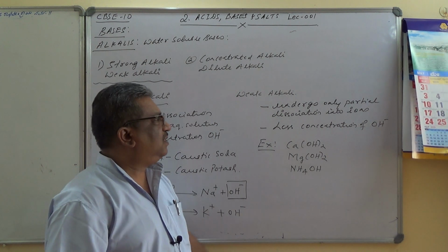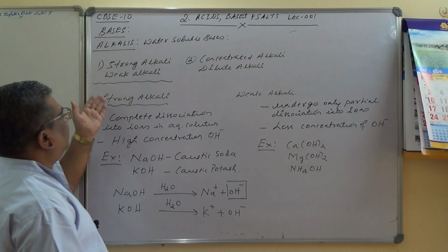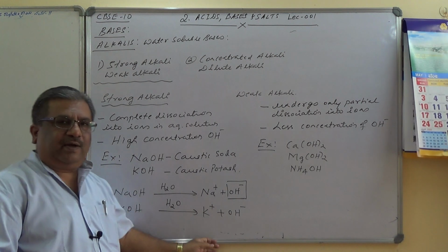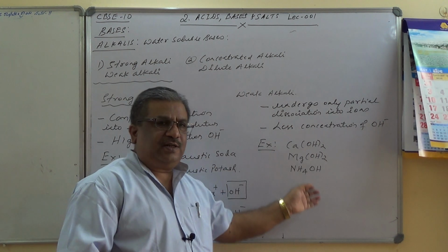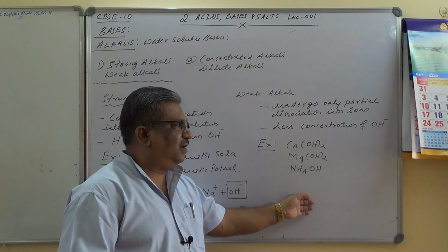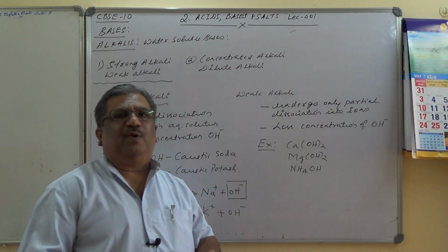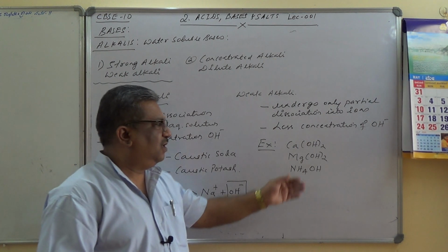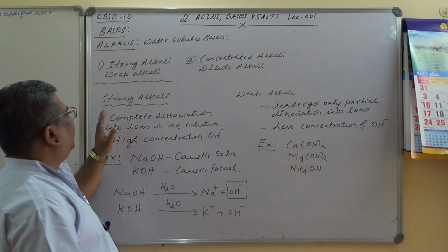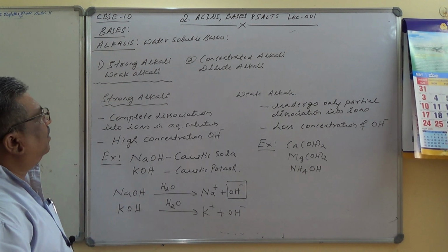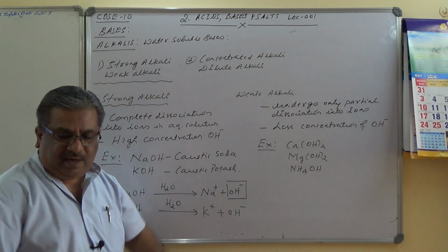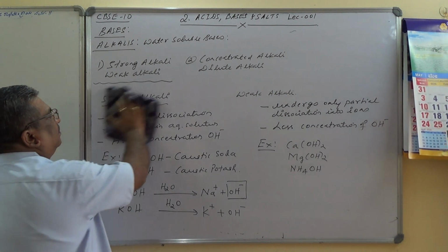Very important, these things. So the resultant mixture in the case of strong alkalis will have only ions, because it undergoes complete dissociation. The solution in the case of weak alkalis will have a mixture of both ions as well as neutral molecules. Okay, so this is the difference between strong alkali and weak alkali. Now let us study concentrated alkali and dilute alkali.